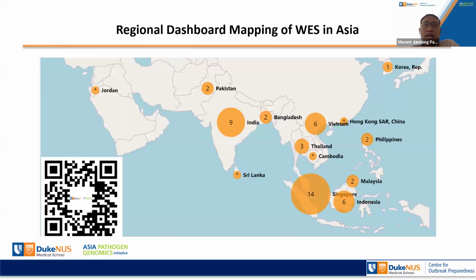So this is a regional dashboard mapping of wastewater surveillance initiatives in Asia, where the Asia Pathogen Genomic Initiative is very interested in understanding what the activities have been in terms of using wastewater to sample priority pathogens in Asia. So this is a QR code that you can scan and provide your inputs in terms of wastewater surveillance activities and initiatives that you have created in Pakistan, for our understanding and for better learning and sharing of knowledge in the near future.